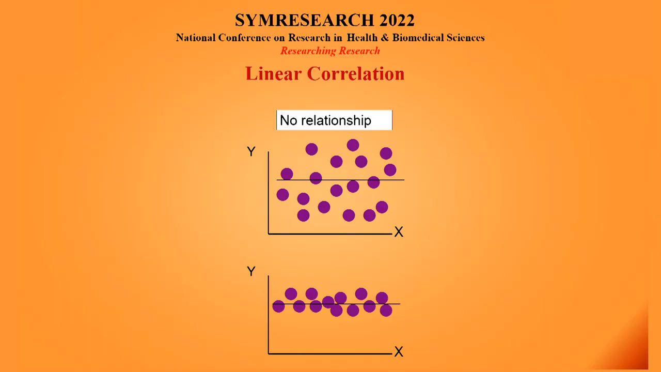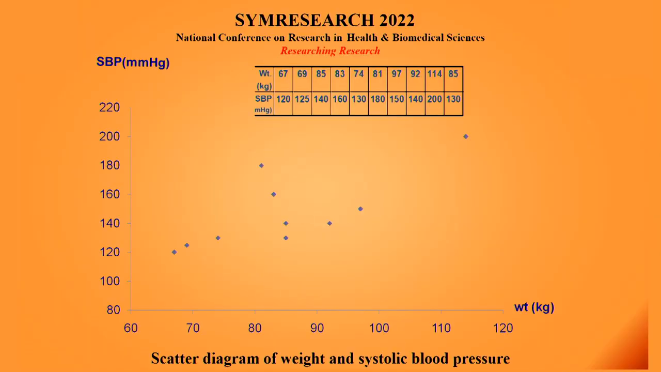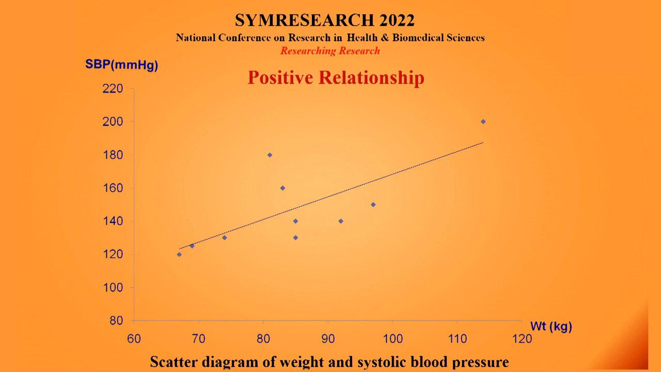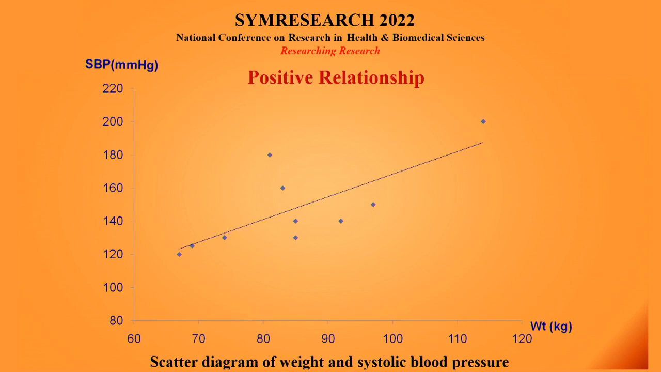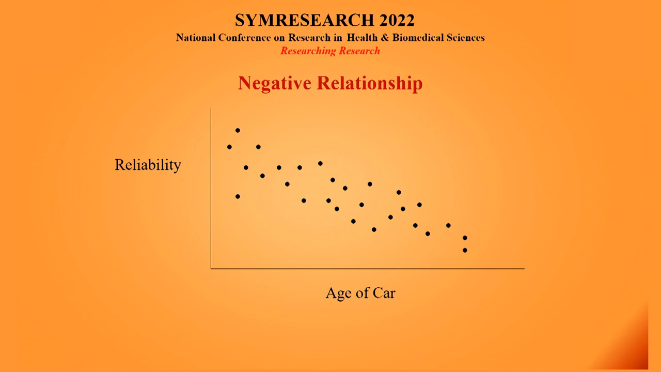So these are the basic things that you know. Now, just see this data. Looking at this visually, what kind of relationship do you see? You see something like this, isn't it? Some positive relationship you see here, right? Like here, say two variables, age of car and reliability. Look at the pattern. You see some negative relationship, right?